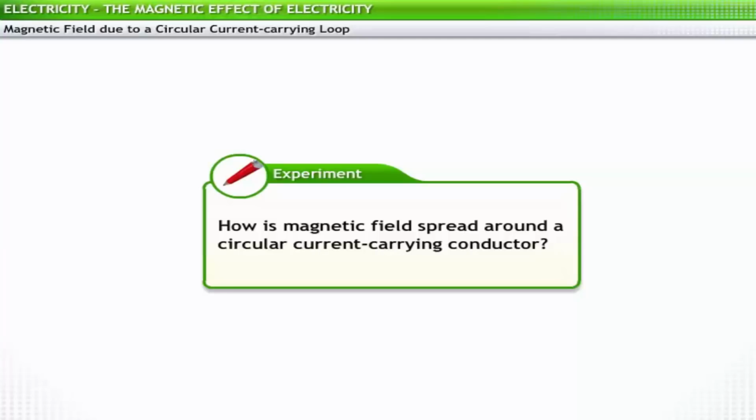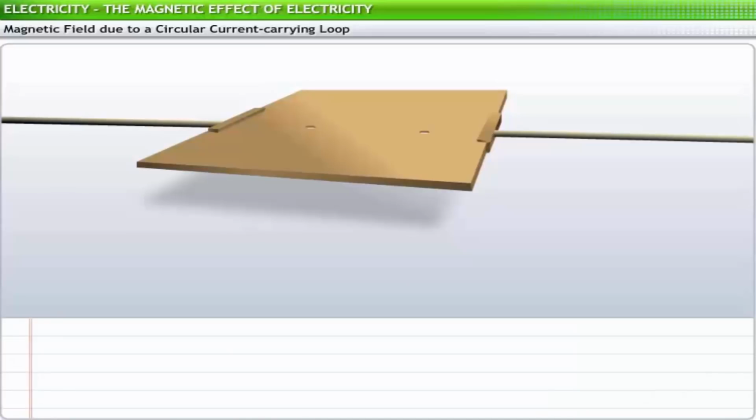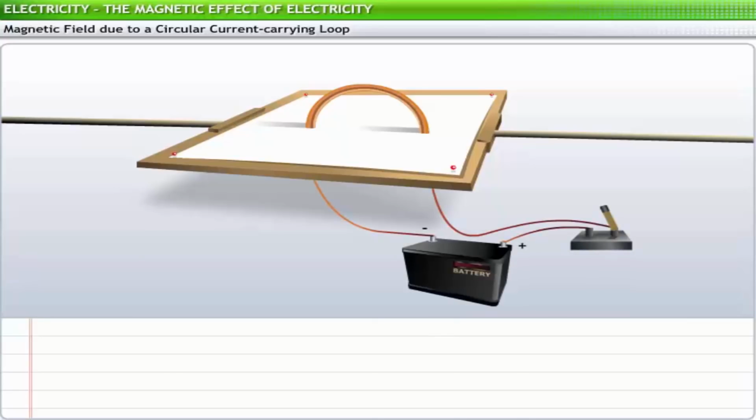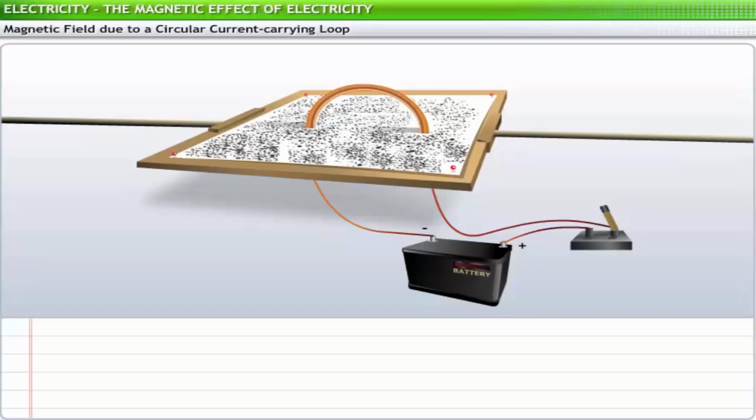We can analyze the magnetic field of a current-carrying circular loop through another experiment. We begin by fixing a white sheet on a cardboard and clamping it on a stand. Next, we pass a thick copper wire through two holes on the cardboard so that it makes a curve and forms the shape of a loop. Then, we connect the ends of the loop to a battery and a key. Finally, we sprinkle some iron filings on the board and allow current to pass through the loop.